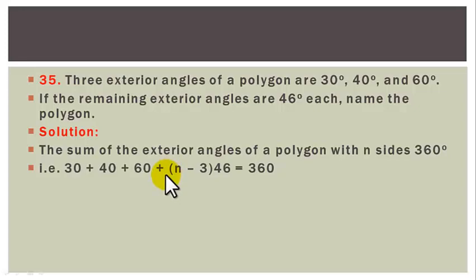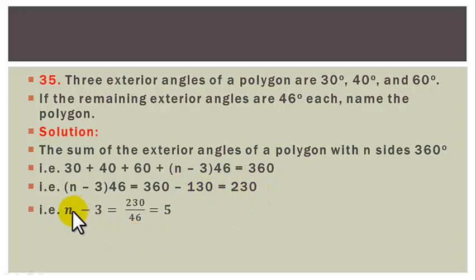Then, in a polygon of n sides, the number of remaining sides will be n minus 3. And since each of the remaining angles is 46 degrees, that will be n minus 3 times 46. And when you add them together, that should give us 360. So that is n minus 3 times 46 is equal to 360 minus 130. That is 30 plus 40 plus 60 is 130. And 360 minus 130 will give us 230.